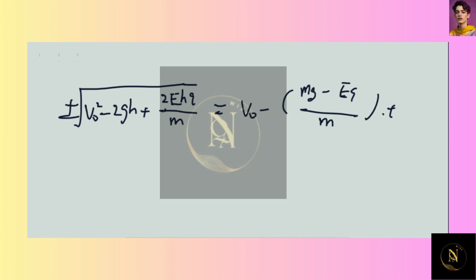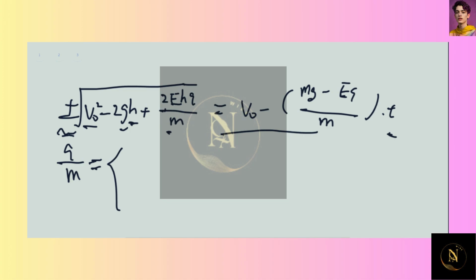over m times t. So in this equation, we know v0 and we know g. We also know the height h, we know e, and also we know t. So in this equation, the only unknown variable is q over m. So we can solve for q over m by solving this equation. And because we have plus or minus here, we have two solutions.